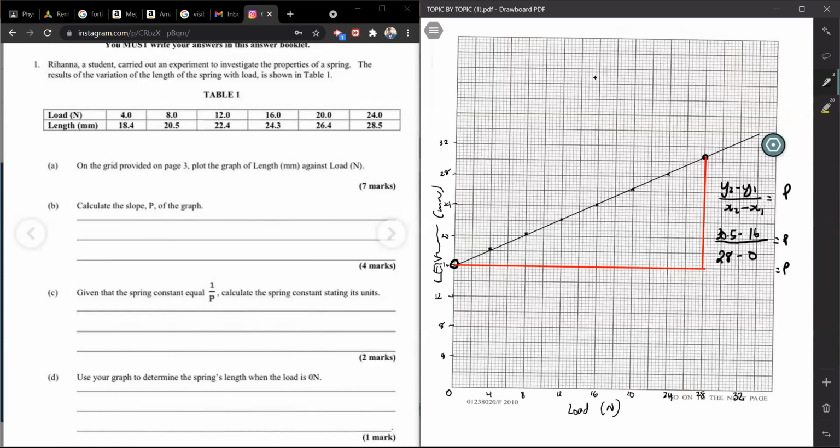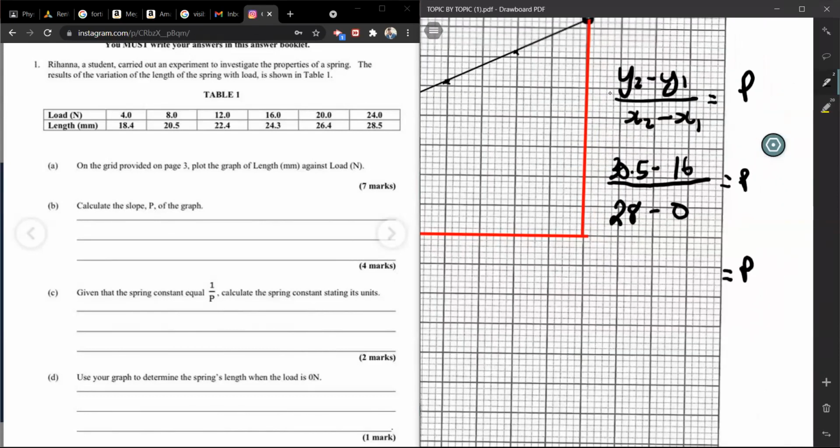Somebody do this for me, please. It'll be 0.5. So 0.52 if I do two decimal places. Tell me if it's 2 dp. It's 1 dp. All right, so that's 0.5.